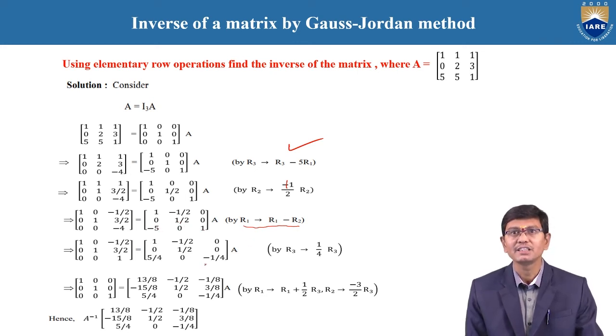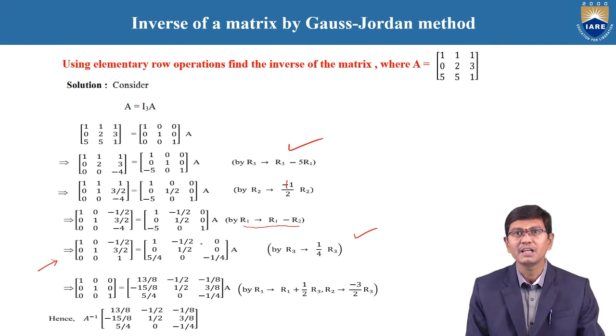And once again, in the left-hand-side matrix we need to change that -4 to 1, with the operation R3 = -1/4 R3. The left-hand-side matrix is changed to 1 0 -1/2, 0 1 3/2, and the last row 0 0 -4 is changed to 0 0 1 only. Similarly, on the right side, the R3 row is changed from -5 0 1 to 5/4 0 -1/4. The rest of R1 and R2 we are not disturbing.